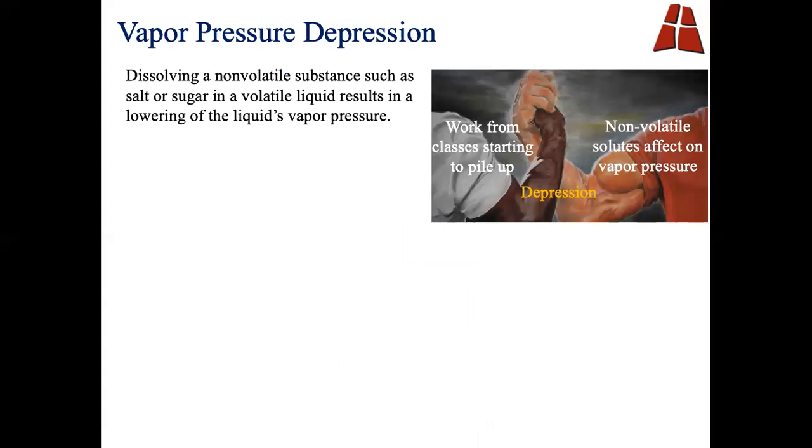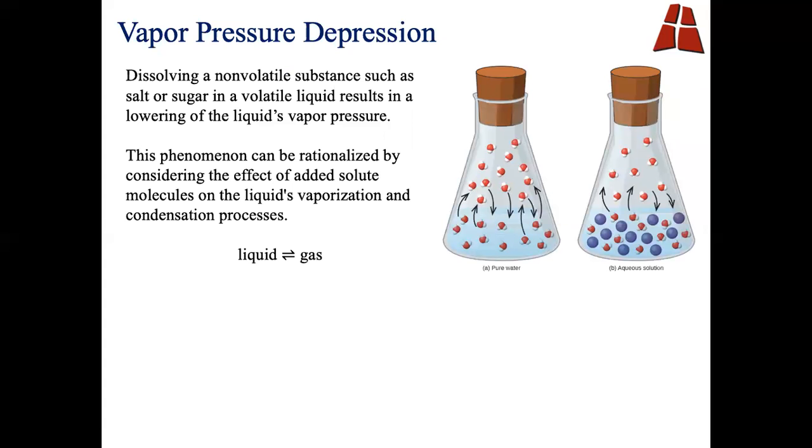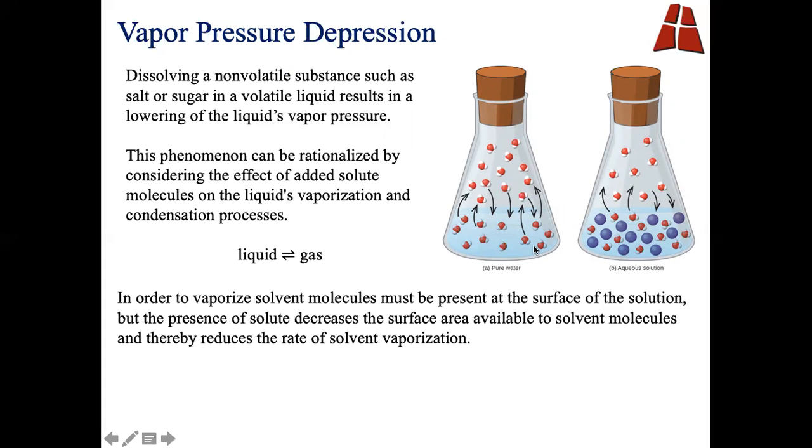So getting into some of these colligative properties, the first one we'll talk about is vapor pressure depression. And so hopefully you remember what vapor pressure is. And if we have a liquid and dissolve a non-volatile substance, such as salt or sugar, in a volatile liquid, that is going to result in the lowering of the liquid's vapor pressure. And so why is this? We know that vapor pressure is when we have some amount of our substance as a gas, some amount as a liquid, and it's reached a dynamic equilibrium between the two, where we go between the liquid and a gas.